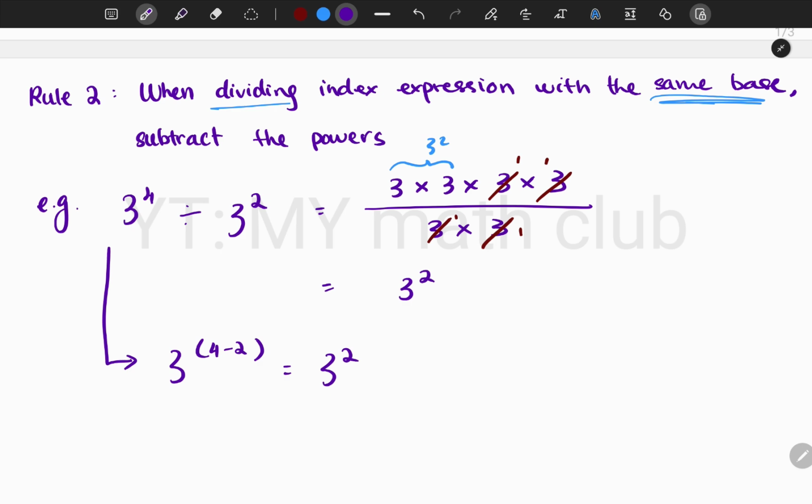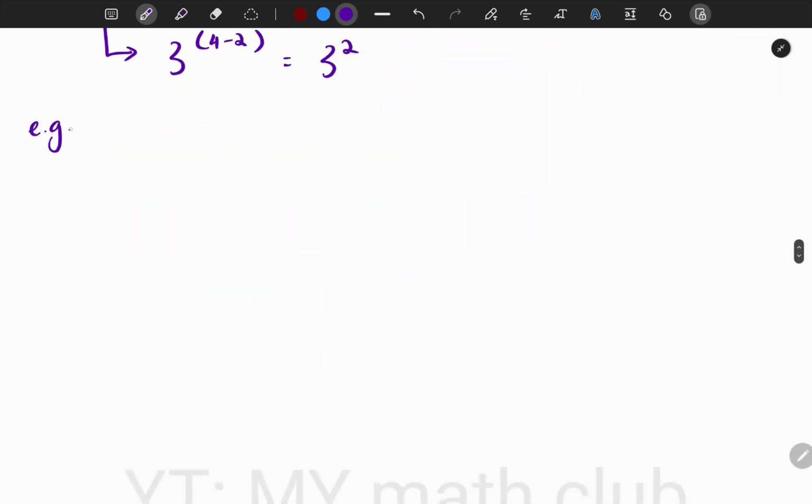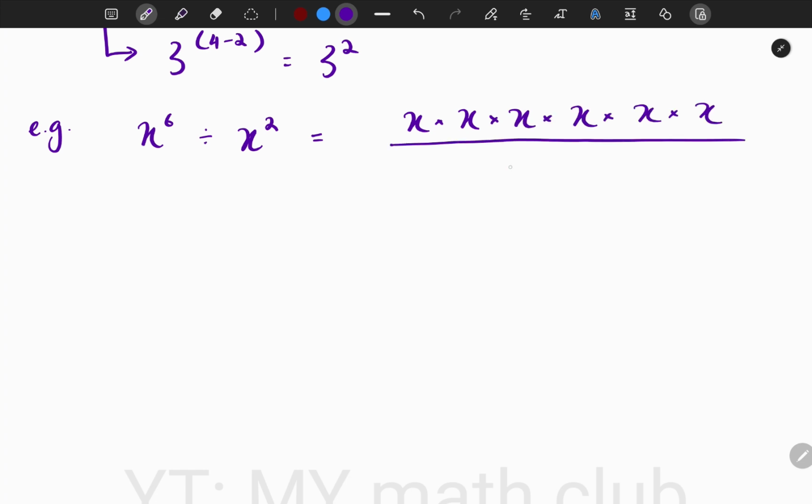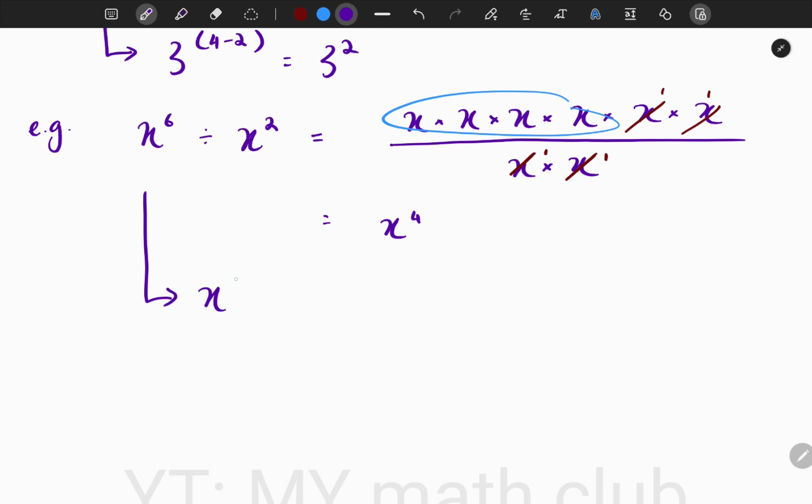Let's try another example with a variable base. Let's say x to the power of 6 divided by x by power of 2. We can see that the same thing happens. x multiplied by itself for 6 times divided by x times x. And after we simplify everything, we will get x to the power of 4. And it will also be the same as x raised by the power of 6 minus 2. And always remember that the base here must be the same for the 2 rules that we have just discussed.